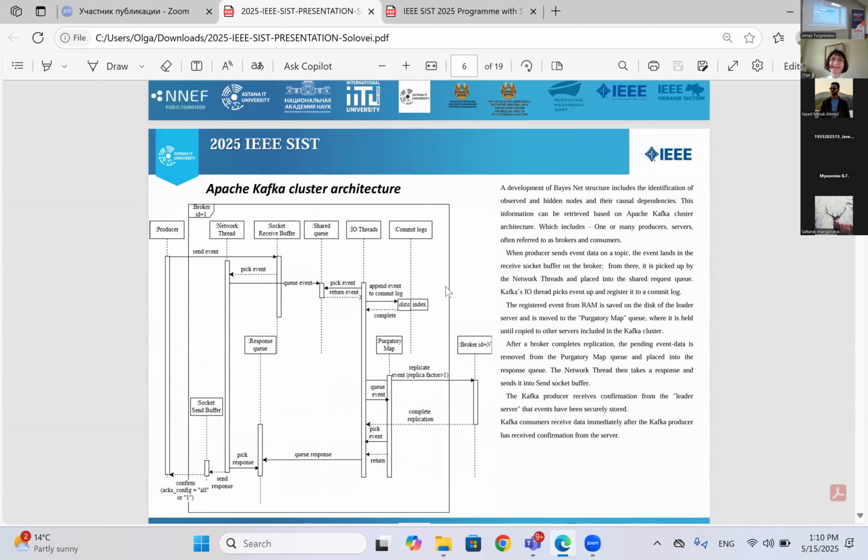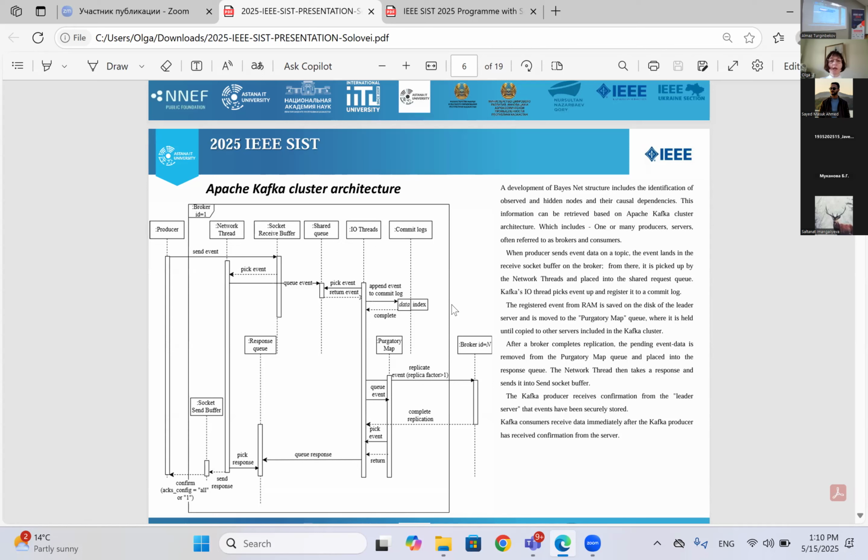To create the structure of the Bayesian network model, we use technical knowledge of Apache Kafka architecture, which on a high level includes three main players: producers, servers, and consumers. When a producer sends event data to a server, it is first stored in the socket receiver buffer, then it is put in the shared queue from where it is taken and noted in the commit log, and afterwards is saved on a server leader disk.